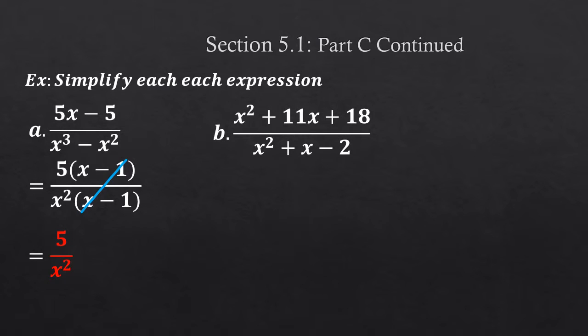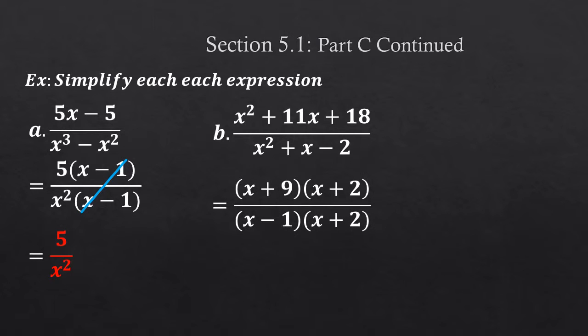Here you have two trinomials which are in the BC method format. So therefore they're going to factor very easily. X to the second plus 11x plus 18 factors to be x plus 9 and x plus 2. And x to the second plus x minus 2 factors to be x minus 1 and x plus 2. If you notice, the x plus 2's cancel, leaving you with the result of x plus 9 over x minus 1.